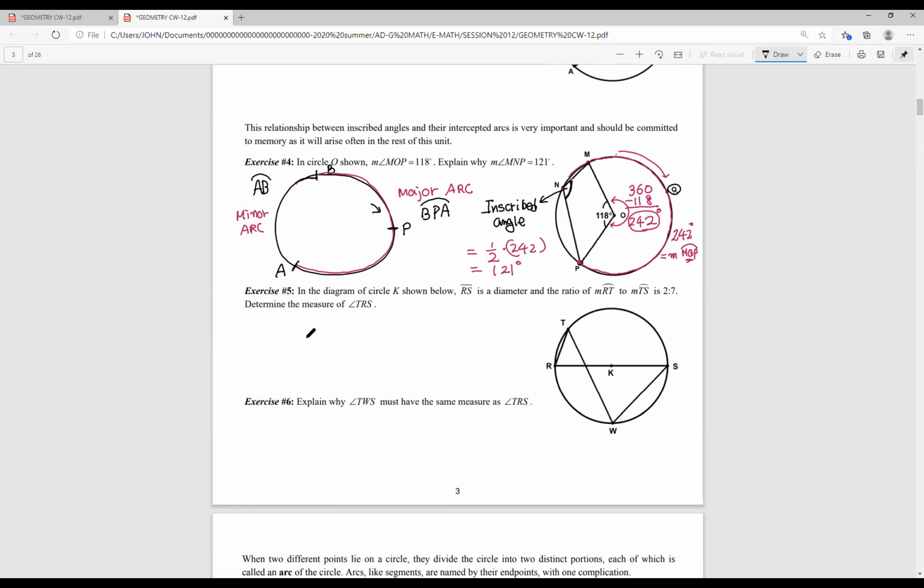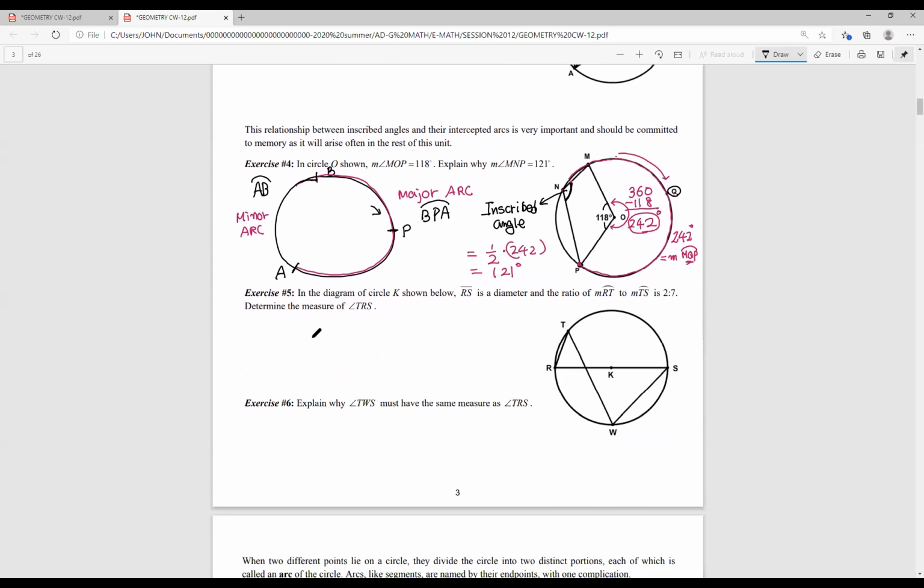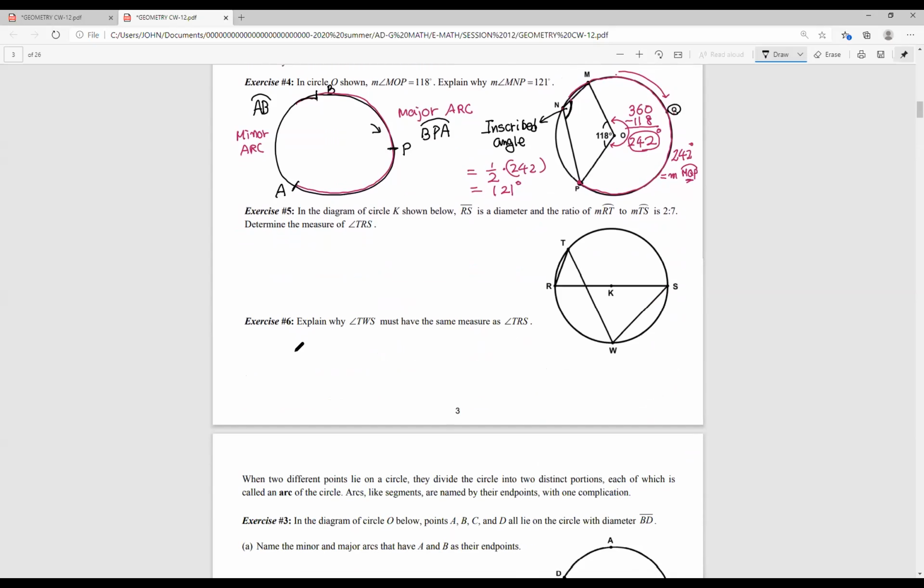Now exercise 5, okay? Now we're going to do exercise 5 over here. Take a look. In the diagram of circle K, circle K is the name of a circle. We always use the center for the name. Every circle has a name, right? Circle K, circle P, circle O, okay? The letter should be capital, okay? RS is a diameter, we know that.